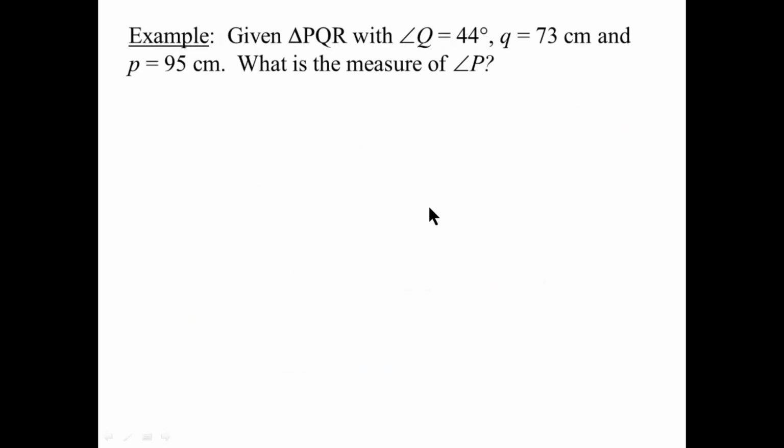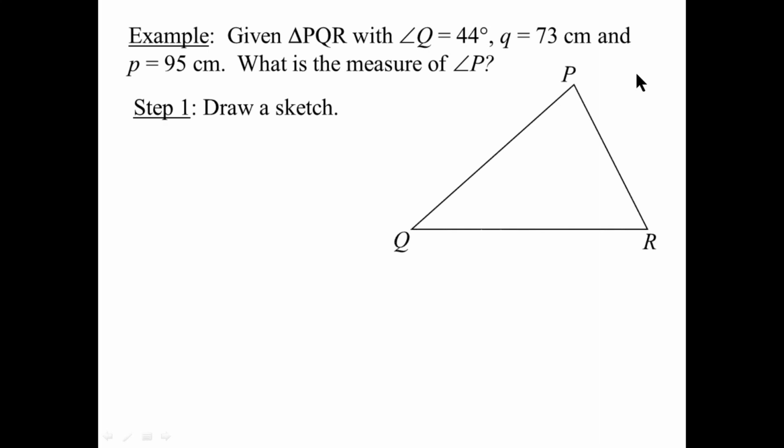Let's do another example. Given a blurb of information, no diagram given. Given triangle PQR with angle Q is 44 degrees, lowercase q is 73 centimeters, and lowercase p is 95 centimeters. What is the measure of angle P? Step 1, draw a sketch. So on this sketch, we'll put angle Q is 44, and lowercase q across from Q will be 73. Meanwhile, the side across from vertex P is 95 centimeters.